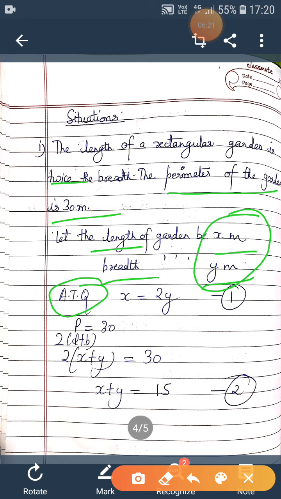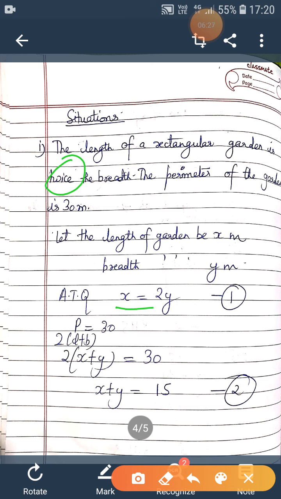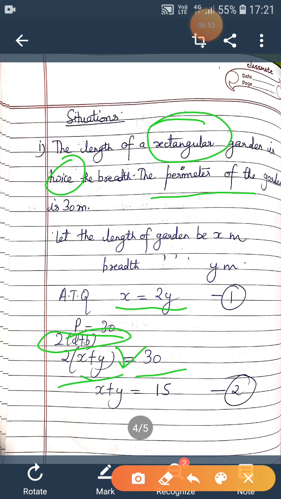Now according to the question, the length is twice the breadth. Twice the breadth means 2 times. So we can write it as x equals 2 times y. So this is our first equation. Now the second statement says that the perimeter of the garden, because it is a rectangle, we can write as 2(l plus b). So in place of length we write x, in place of breadth we write y. So we have 2 into (x plus y) equals 30, and we can simplify it as x plus y equals 15. So this is one type of situation in which we have to form such a pair of linear equations in two variables.